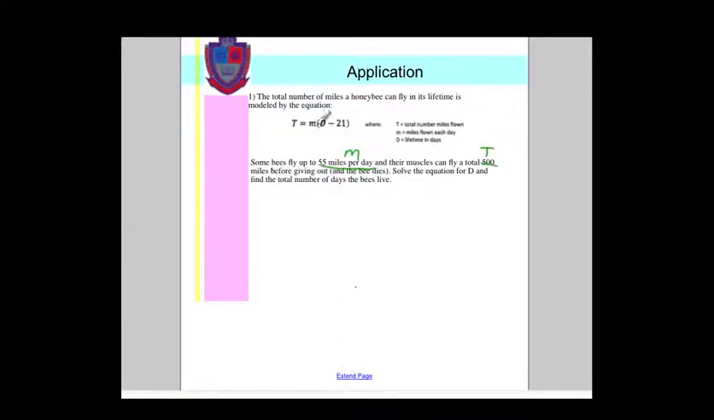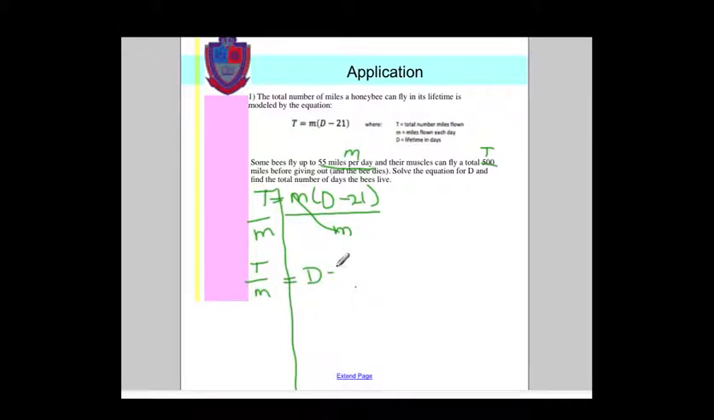So to solve for d here, I need to divide by m on both sides. So t equals m times d minus 21. Divide by m on both sides. The m's cancel. We're left with t divided by m is equal to d minus 21. I want d by itself, so I'm going to add 21 to both sides. These cancel. d is left here. I have t divided by m plus 21.